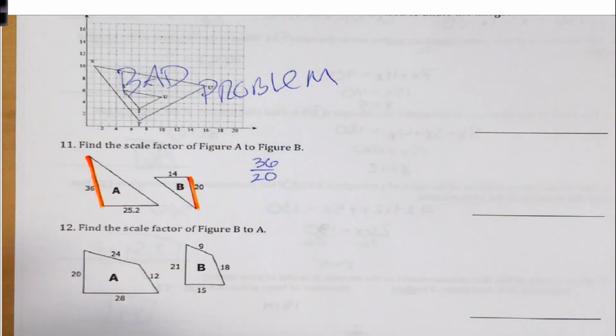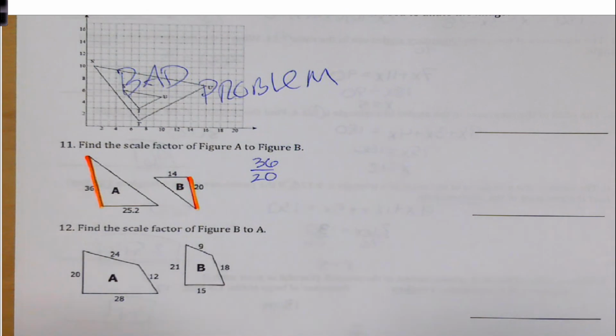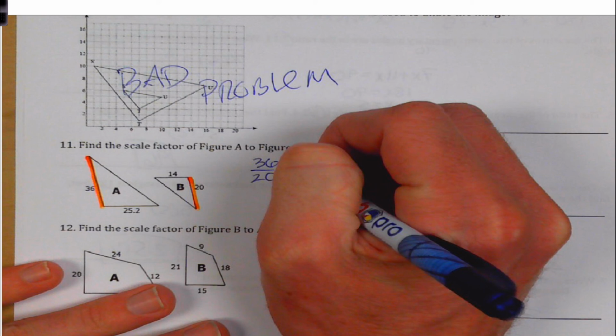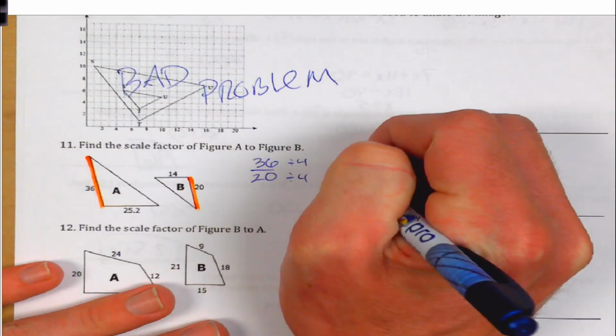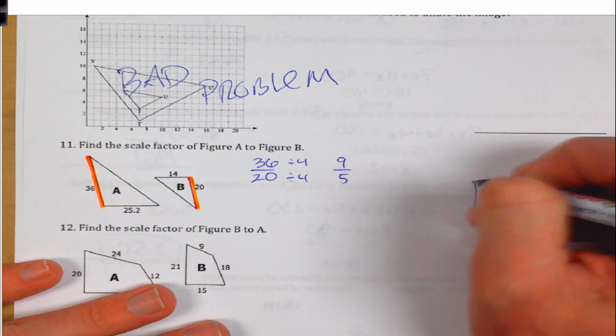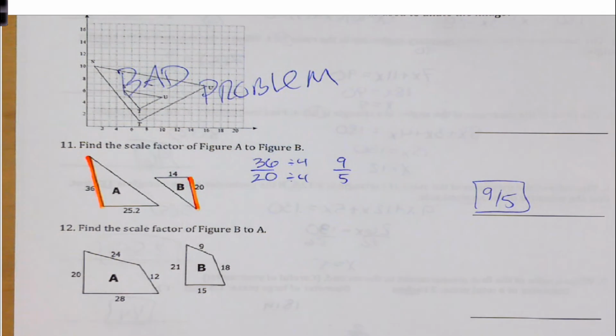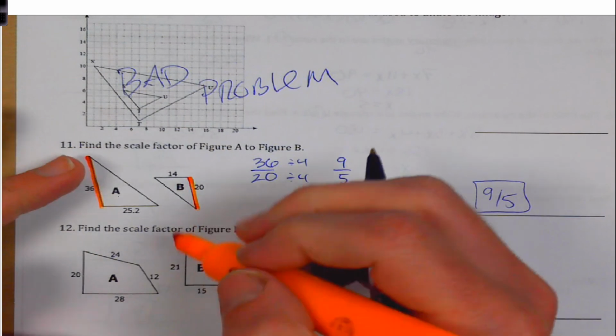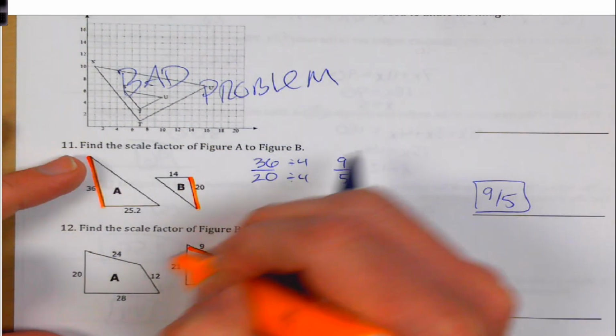I can reduce this in my calculator, or I can think what numbers go into 36 and 20. I believe 4 would go into both of these. That would be 9 and 5, and those do not reduce anymore, so my scale factor is 9 to 5. We do the same thing with 12. This time I'm going to go with the smallest ones. So 9 is the smallest here, 12 is the smallest here.